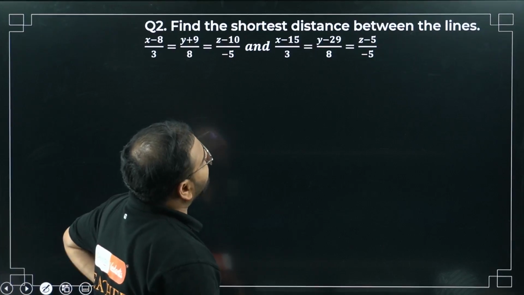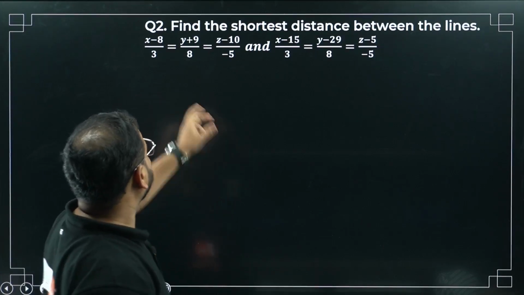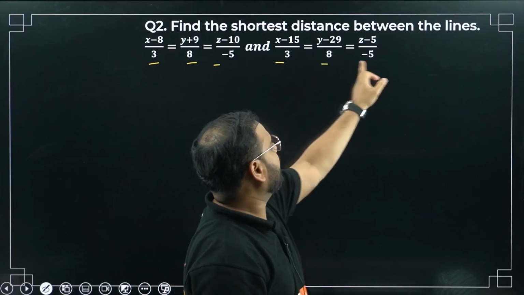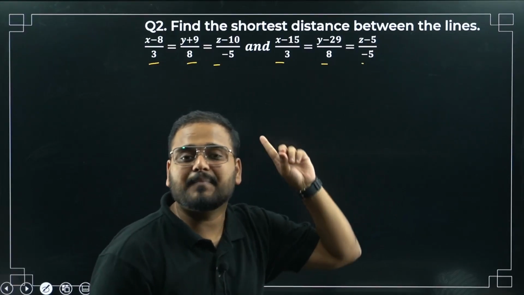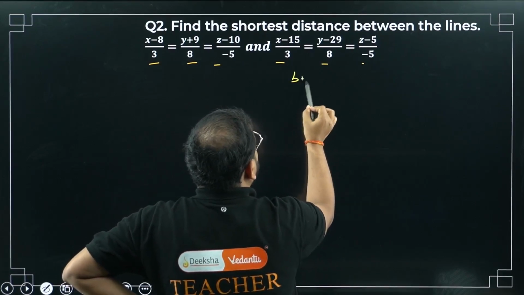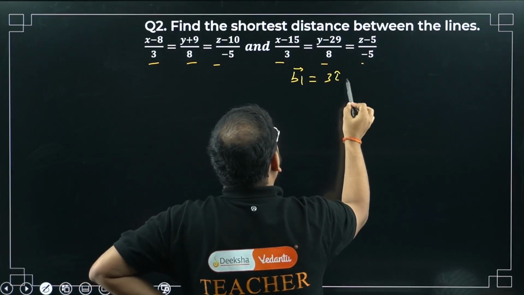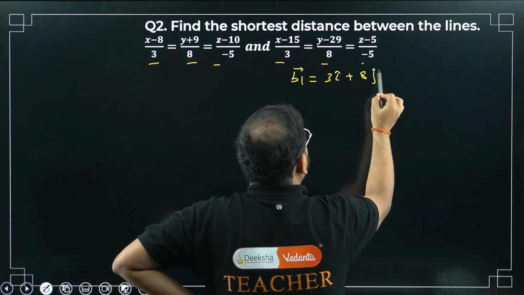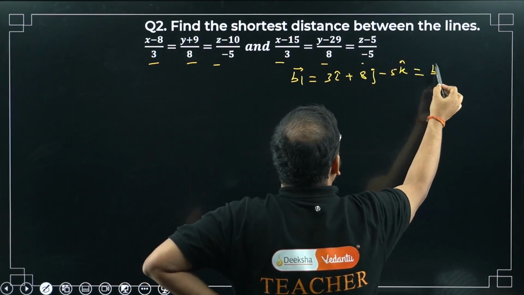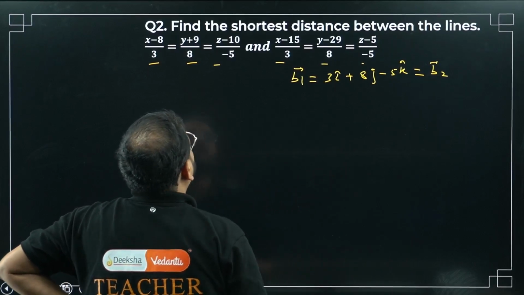Yes. Question number 2. Find the shortest distance between the lines given in the Cartesian form like this. But if you check carefully, L1, M1, N1 is same as L2, M2, N2. Means the lines are parallel, sir. So what is vector B1? Check here. B1 is 3i cap plus 8j cap minus 5k cap, and this is also equal to B2. Okay, parallel lines. Okay, what about A2 minus A1?